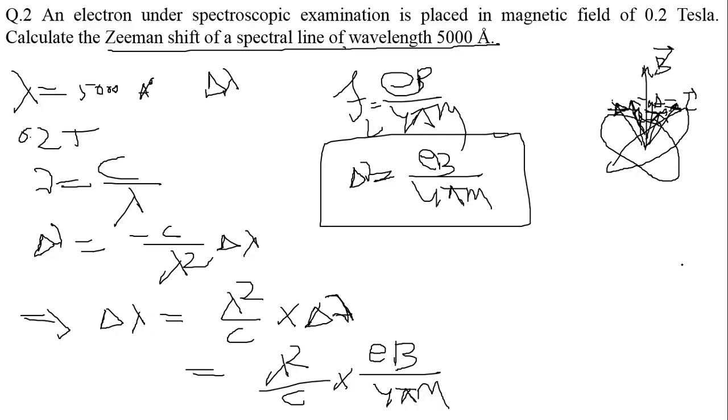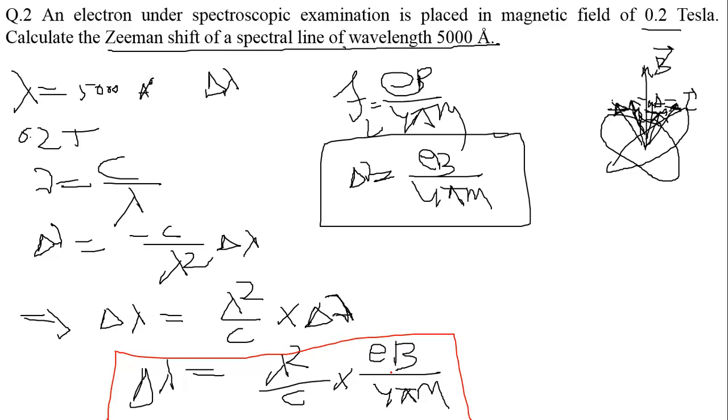What is the Zeeman effect? The Zeeman effect is the splitting of the spectral lines in the presence of an external magnetic field. Similarly, we have another effect known as the Stark effect, which comes in the presence of an electric field. Here the magnetic field is applied, and the magnetic field strength is 0.2 Tesla. Here it is known as the Zeeman shift, and the Zeeman shift will be delta lambda equals lambda square by c into the change in frequency, that is eB by 4 pi m.